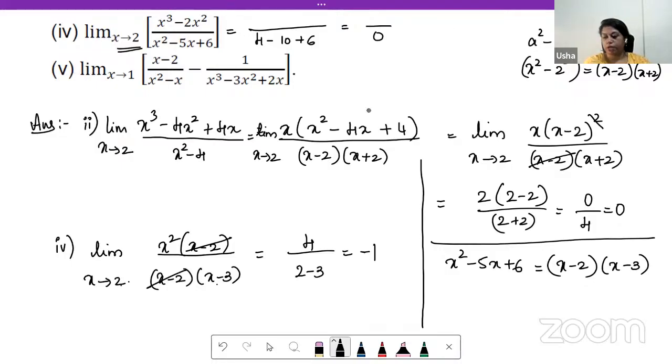Fifth question also, I would like you to try. You have two fractions, and in both the fractions, it is becoming 0. When you take x as 1, 1 square is 1. So 1 minus 1 is becoming 0. First fraction is becoming 0. And in the second fraction also, it is 1 minus 3 plus 2, which is also becoming 0. So both fractions, you have to factorize, then simplify it further if necessary, and then apply the limit.